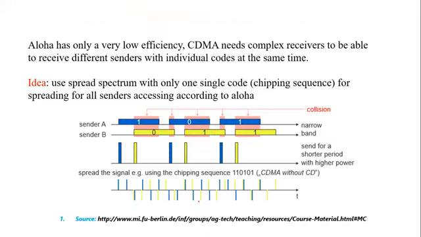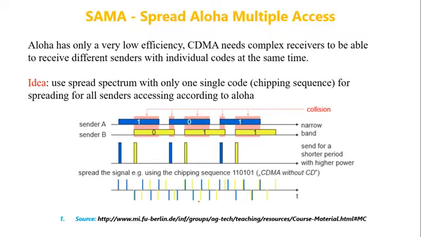The next technique that we'll be discussing is SAMA. SAMA stands for Spread Aloha Multiple Access. CDMA needs complex receivers to be able to receive different senders with individual codes at the same time. Spread Aloha Multiple Access basically uses spread spectrum with only a single code, otherwise called a chipping sequence, for spreading all senders accessing the medium according to Aloha.